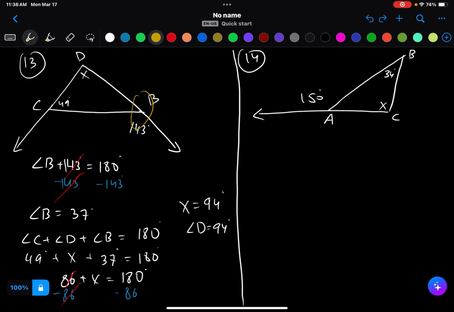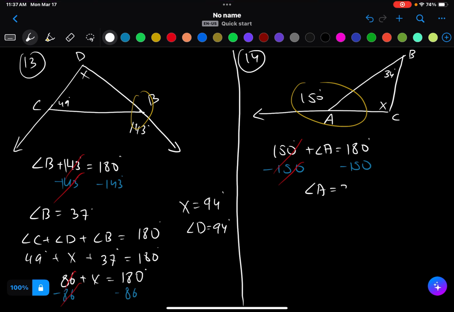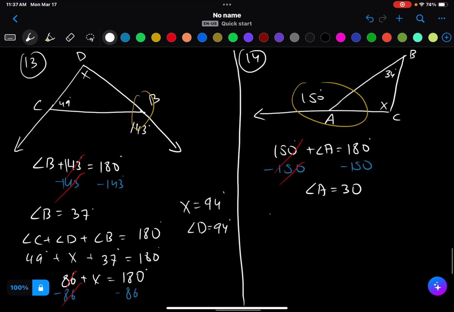And to find that, I'm going to use the supplementary pairs here. So I'm going to say that 150 degrees plus angle A has to equal 180. So again, subtract. This seems very similar to a problem we just did. So these are gone. So angle A ends up being just 30. Great. Now I know that angle A plus angle B plus our missing angle C has to add up to 180 degrees. I just found A. B was given to us. And C is our missing angle, so that's our X.